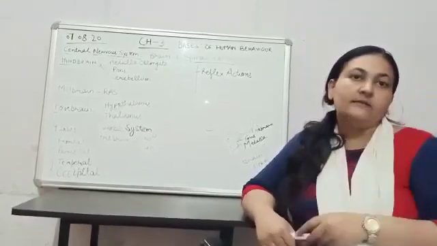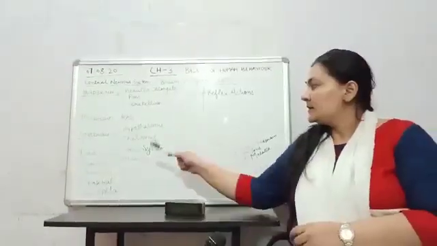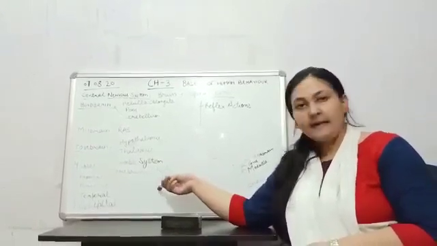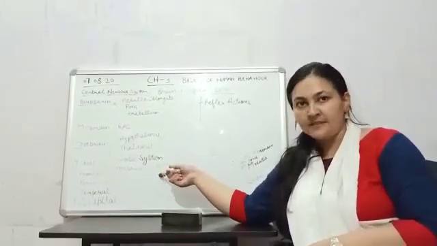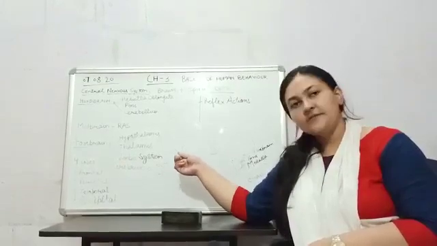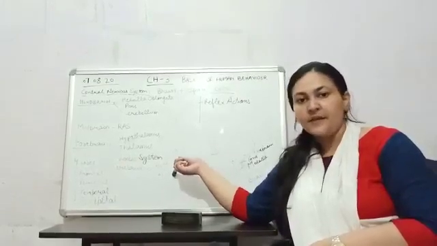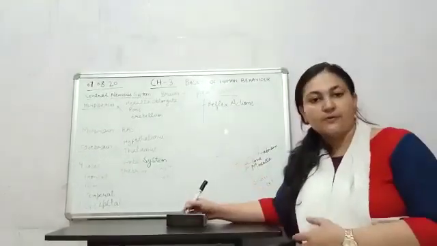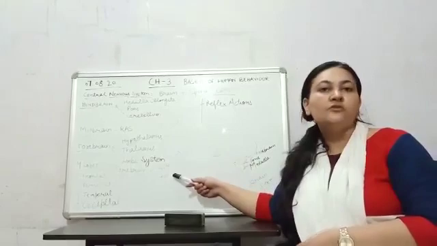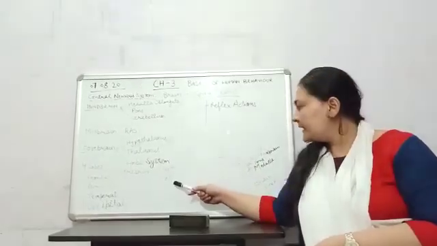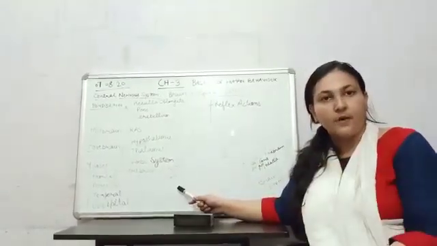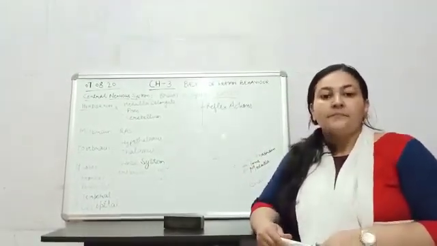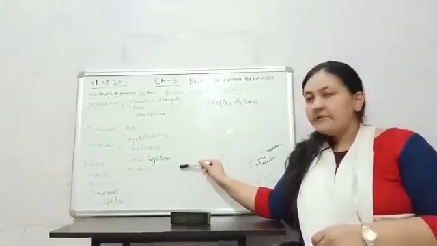The cerebrum further consists of two symmetrical halves, right and left, and these are called cerebral hemispheres. So this is the right cerebral hemisphere and this is the left cerebral hemisphere. Both are identical in structure, but they have different functions to perform, and they work in a contralateral manner. It means the left hemisphere controls the right portion of the body and the right hemisphere controls the left portion of the body.